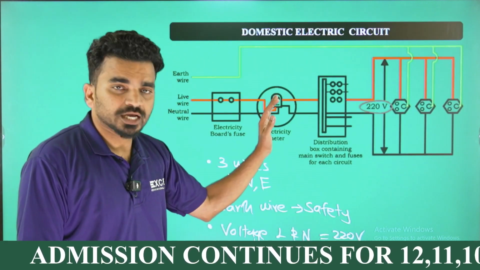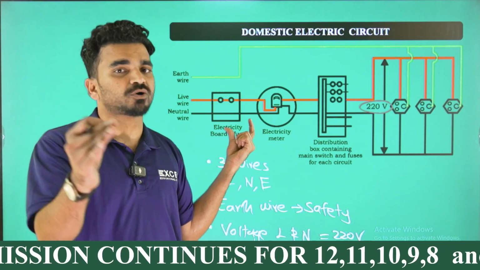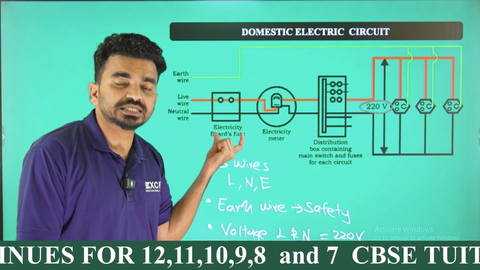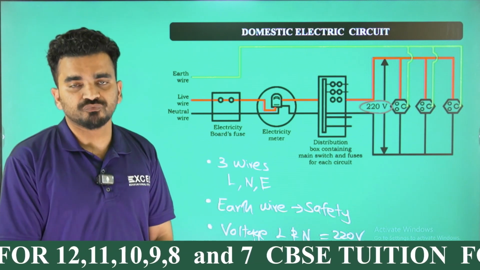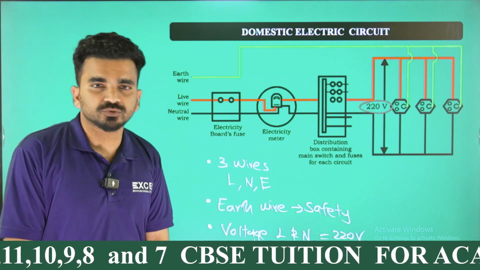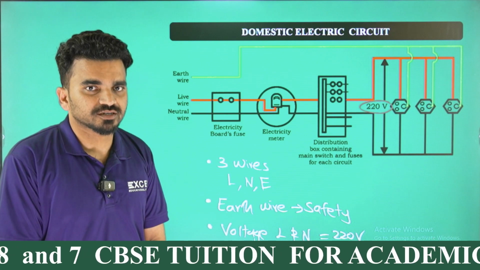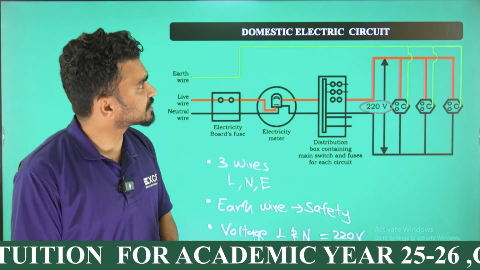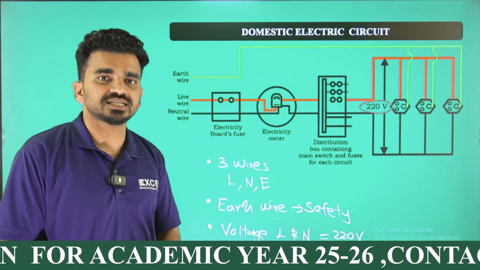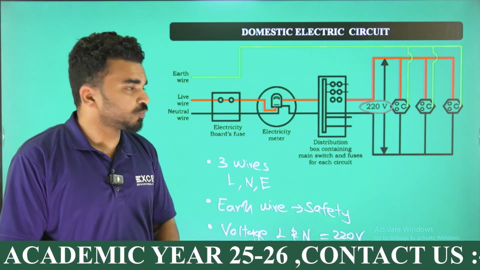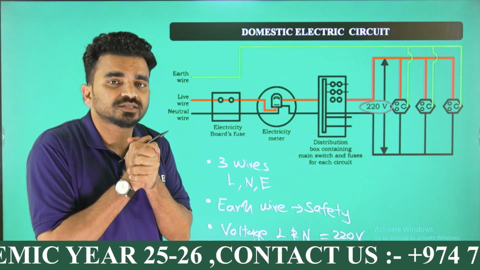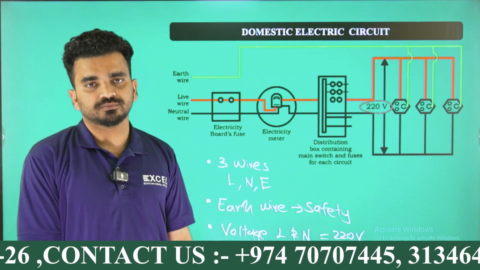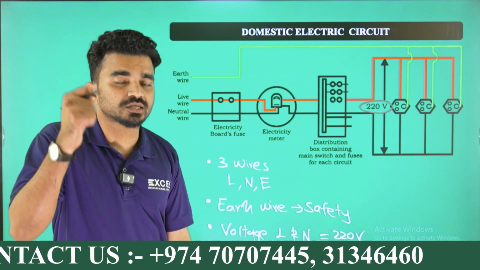Then, another and most important thing for ensuring safety is the electric fuse. Fuse is again for what? Protection, or a safety measure. Okay, fine. So these are the major things present in our domestic electric circuit. Close the book and try to figure out this entire figure yourself. Then only will you know whether you have learned it or not.